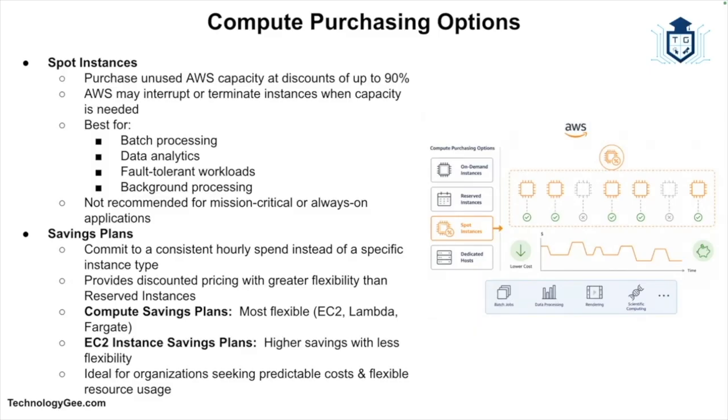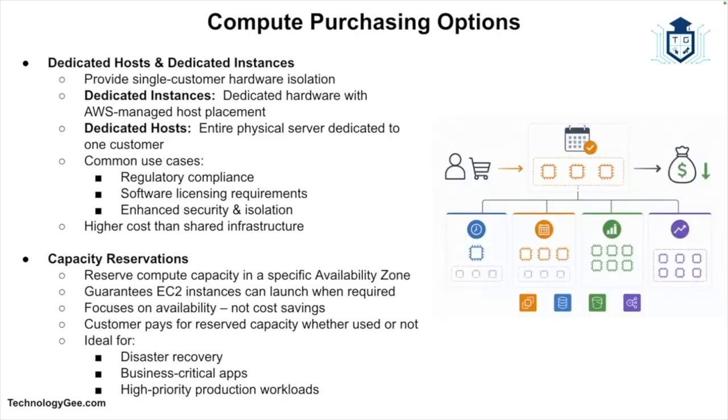The first is called the compute savings plan, and this is the most flexible, and this applies across EC2, Lambda, and Fargate. Then you have EC2 instance savings plans, and these are slightly less flexible, but they offer higher savings. And this is ideal for organizations that want predictable billing and flexibility across services. So in real world terms, this is like saying, I promise to spend this much money with AWS, just give me a discount.